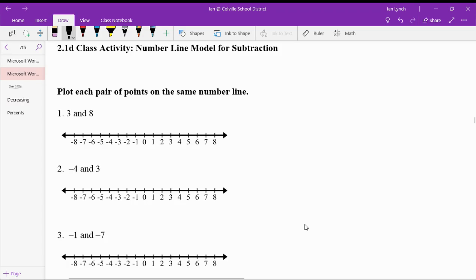Lesson 2.1D, number line model for subtraction. So now we're not just adding our integers. No. We're subtracting now. You guys are going to love this, trust me. So what we're going to do to start out is we're just going to start out nice and simple.